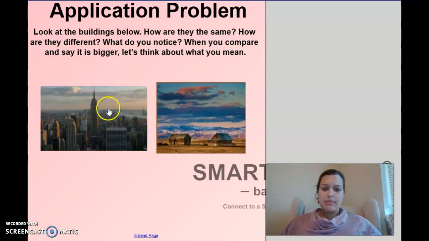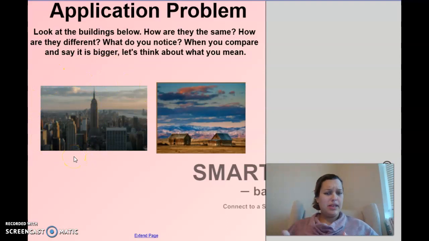So let's talk about this picture right here. What do you notice? Are the buildings all the same size? No. Look, this building is taller than the rest of the buildings. Or you could say these buildings down here are shorter than these buildings.